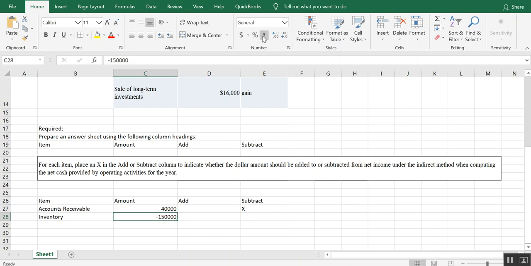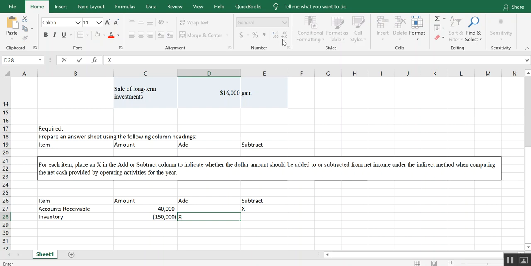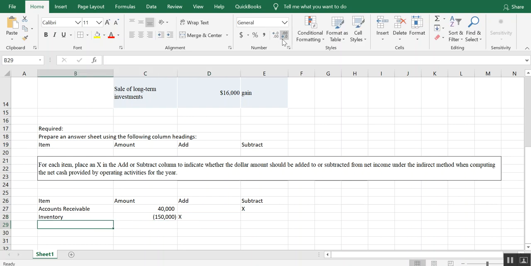But since we had a decrease, I'm showing it as a negative number here. Positive number for increase. So because it decreased, it's going to be in addition to the operating section of the statement of cash flows. We had next prepaid expenses.